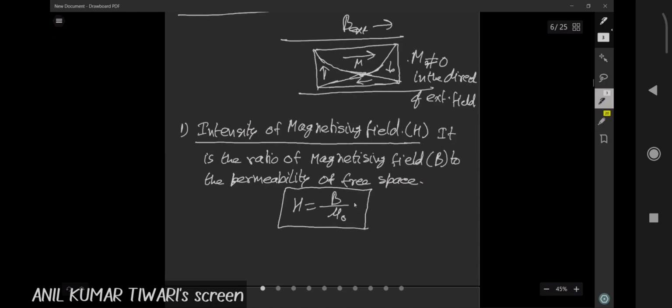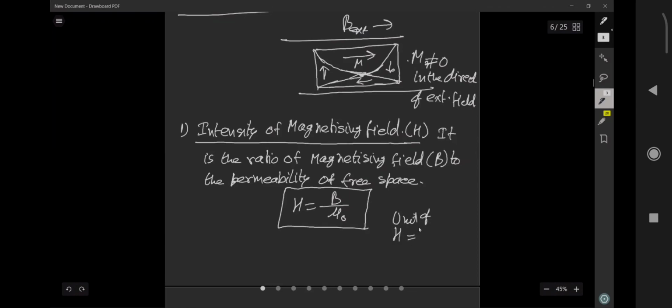Because in this chapter, all the numericals will be based over these things only. And the unit of H is going to be ampere per meter. And of course, it is a vector quantity, because B is a vector, so this will also be a vector quantity.